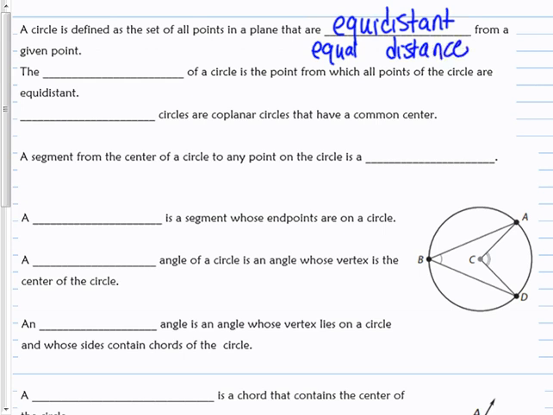The center of a circle is the point from which all points of the circle are equidistant. So the very center of the circle is the point from which all the other points of the circle are an equal distance. So if I have a center and I draw a circle, that means this point is the same distance from the center as this point is, as this point is, as that point is, and so on.